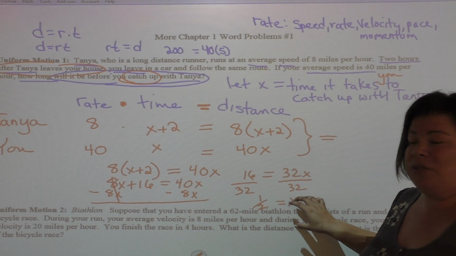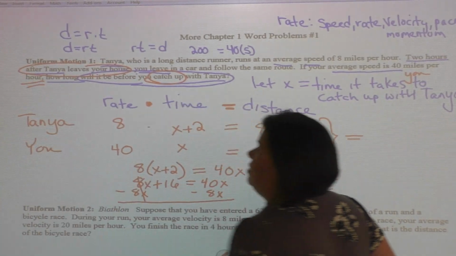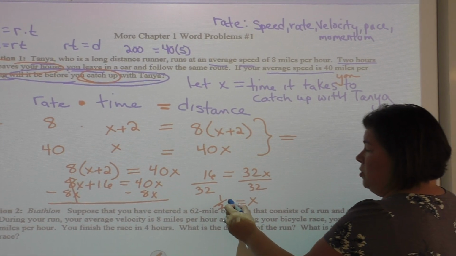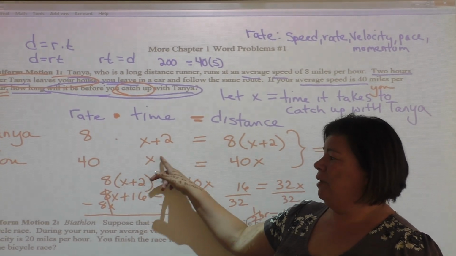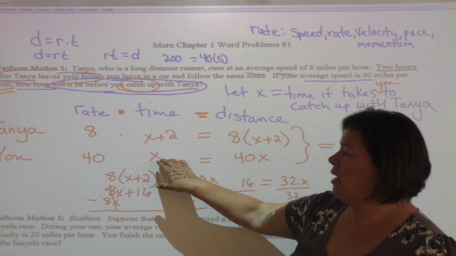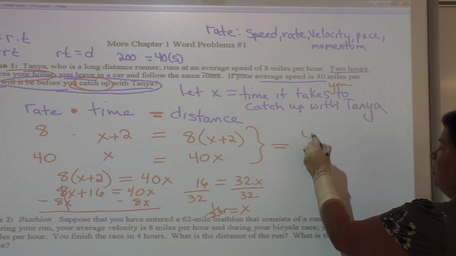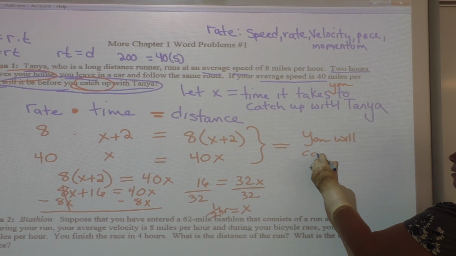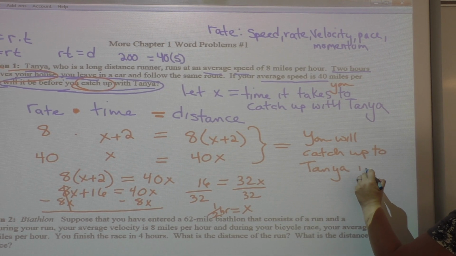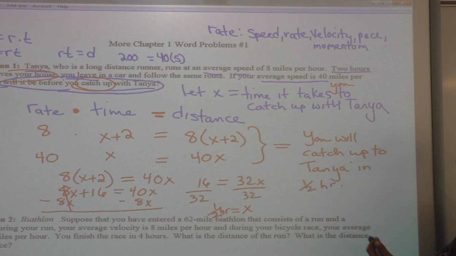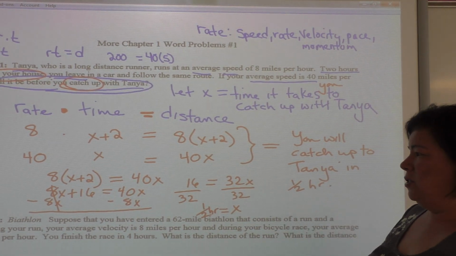Now, remember that X represents time, and we're talking about hours because in our problem it was defined per hour. So this really means a half hour. So if we go back into the problem and figure out what X represents, it represents your time that it takes to catch up with Tanya. So, in a complete sentence, you will catch up to Tanya in a half hour. Now some of you may say, well, can I write 30 minutes? Of course, a half hour is equivalent to 30 minutes. So however you want to write it with respect to the minutes or hours.